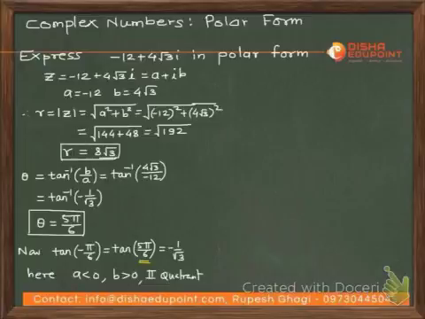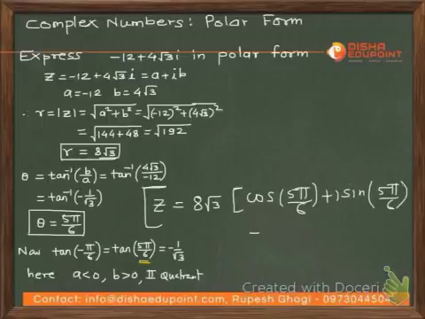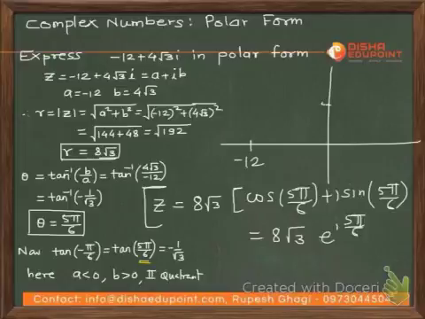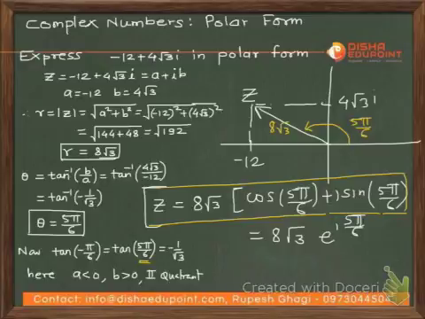Okay, so we got the modulus as 8 root 3 and the argument as 5 pi by 6. So z could be written as 8 root 3 into cos of 5 pi by 6 plus i into sine of 5 pi by 6. So this is the number denoted in the polar form, which could also be written as 8 root 3 into e to the power i 5 pi by 6. Okay, so here we have 8 root 3 and 5 pi by 6. So the number could be plotted on the Argand plane with the angle 5 pi by 6 and the length 8 root 3.